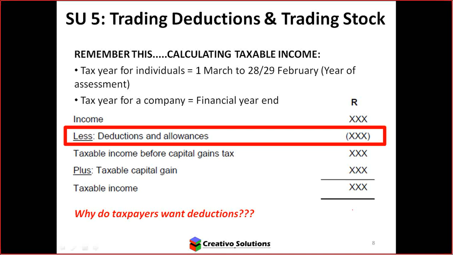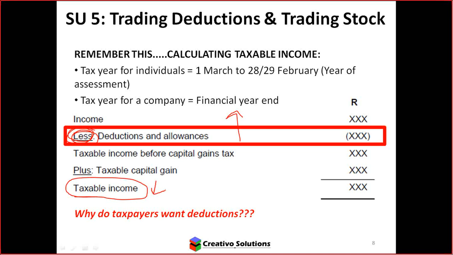So remember, a deduction is what? Something that makes the taxable income more or less. Less, sir. Exactly, because you're subtracting this. So the bigger this gets, the smaller that gets. Yes, sir. And if the taxable income gets smaller, do we end up paying more or less tax? Less tax, sir. Exactly. You'll start paying less tax.